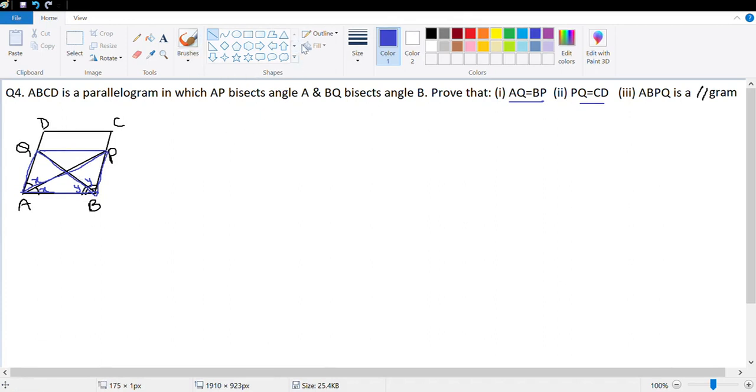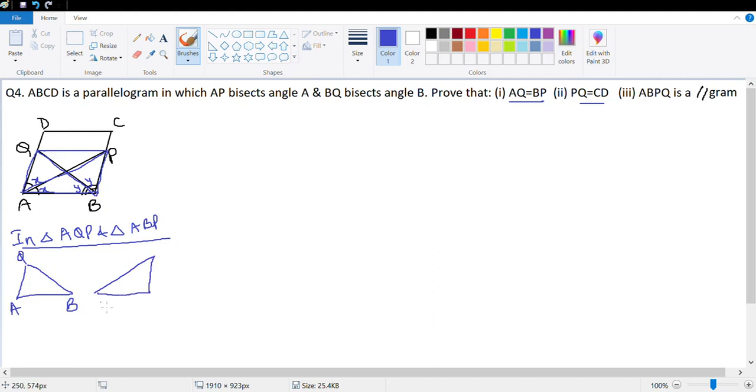Okay, so let's look at what we can do. Let's look at these two triangles, triangle AQP and triangle ABP. Let's draw a rough diagram. It'll help us understand the diagram better. So this is QAB and this is ABP. What I know is this side and this side are equal. This is the common side. This is 2x. This is 2y.